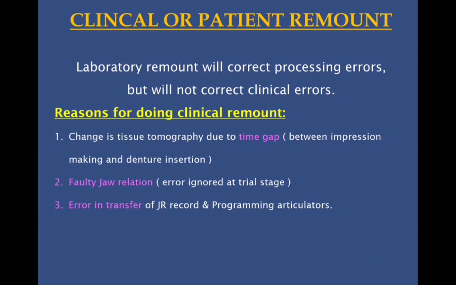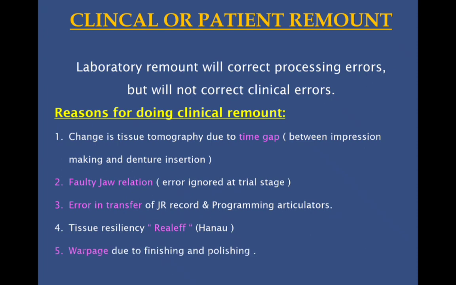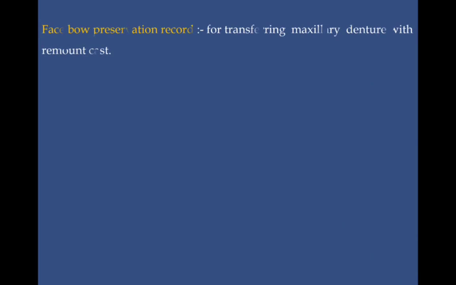Next, error in transfer of jaw relation or programming of the articulator. If there is some discrepancy, again the error should be minimum, then only it can be eliminated. If the error is more, then you have to repeat the whole procedure. Then tissue resiliency relief effect, because of this also there can be errors, or warping of dentures during finishing and polishing. So these are the reasons why clinical remount is important and everyone should do it.